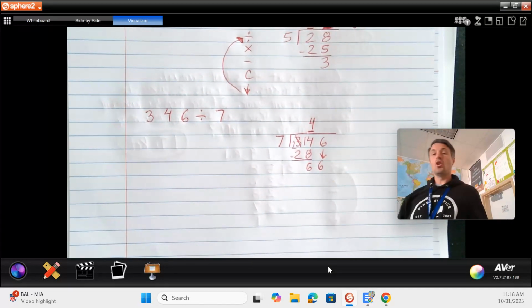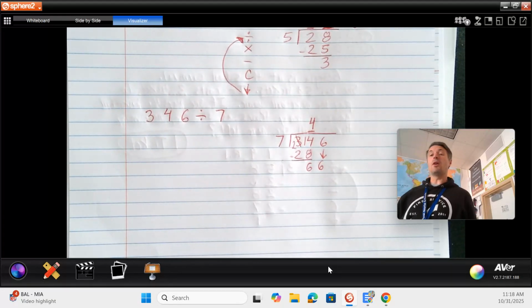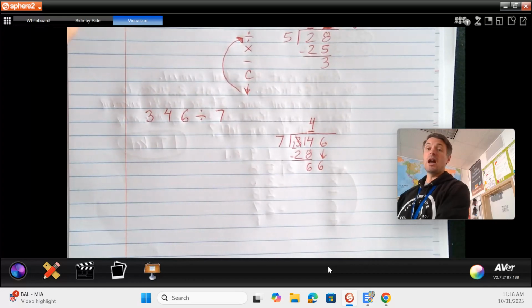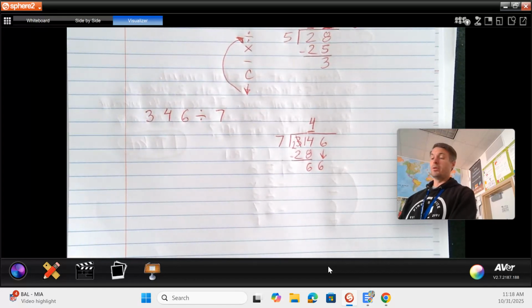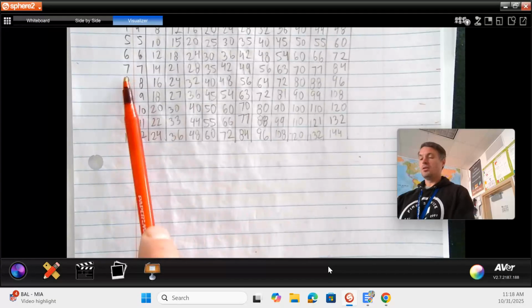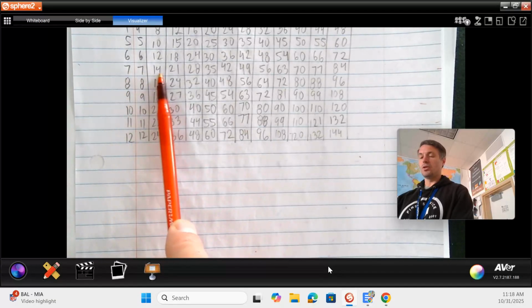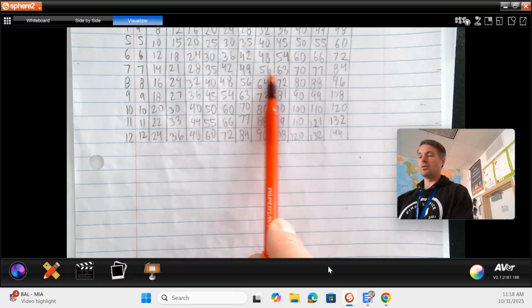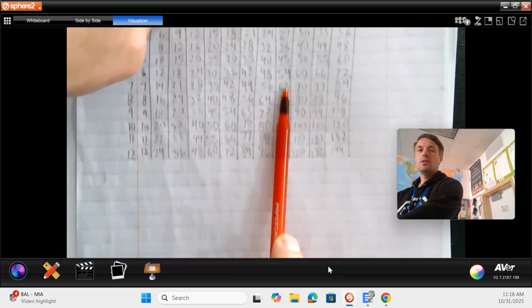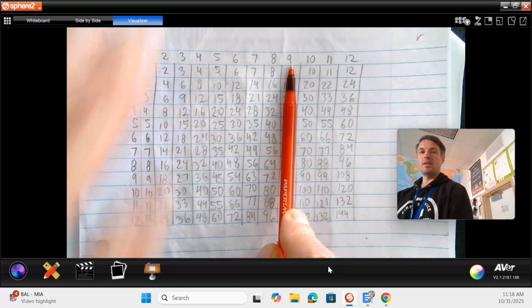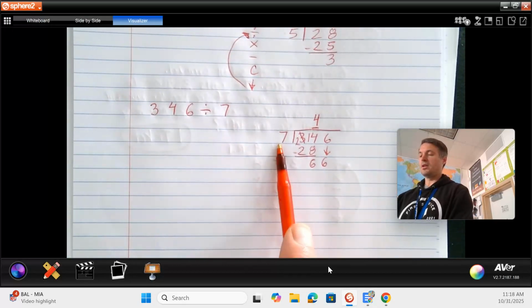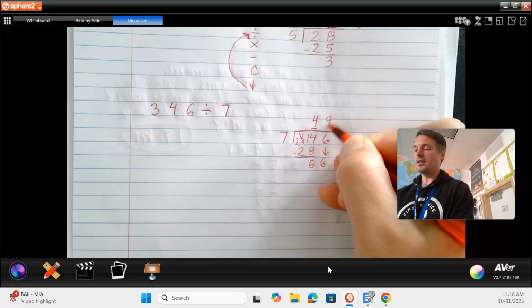And you need to think, what times 7 gets us closest to 66 without going over? And again, if you have your times tables memorized, then you know it's 9. But if not, you start at 7, you get as close to 66 as you can without going over, that's 63, and then you go straight up, and it fits in 9 times. So, 7 can fit into 66 9 times.